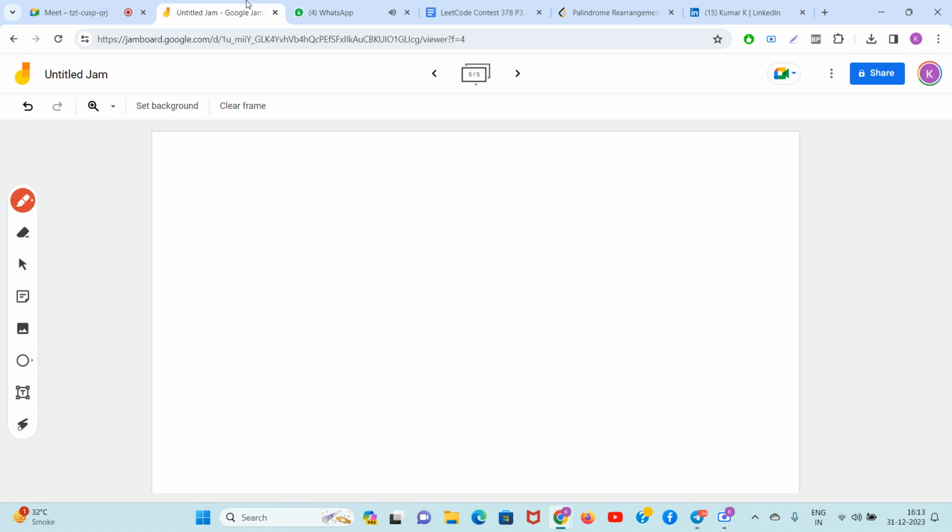Anyways, so guys, we are given a string and we will be given two ranges, A to B and C to D. We can do anything in those ranges, but the question is saying that you do whatever you want to do, but finally they need a string which is a palindrome.